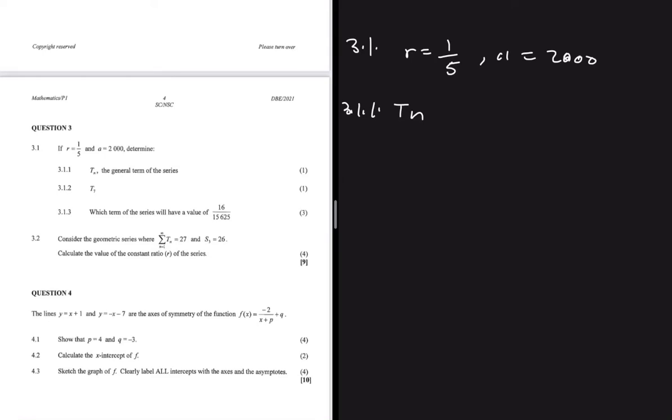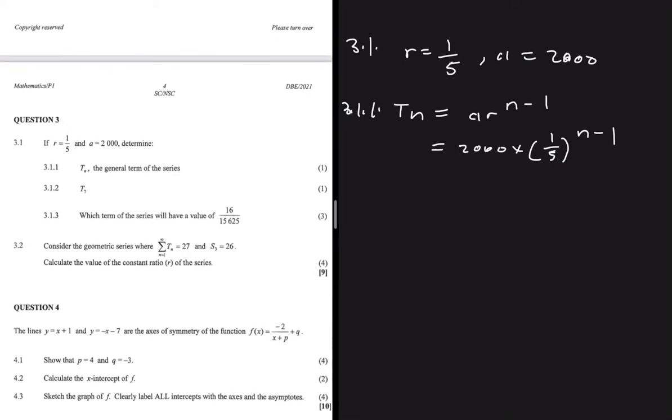If we're talking about r, we know that that's a geometric series, right? The general formula for a geometric series is given as Tn equals a multiplied by r to the power n minus 1. And then from here it's just direct substitution. We're given that a is 2000 and r is 1 divided by 5. So that is 1 divided by 5, and then that to the power n minus 1. And then you get a free mark for that.